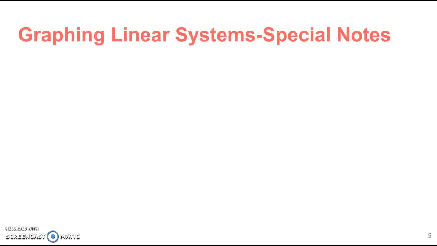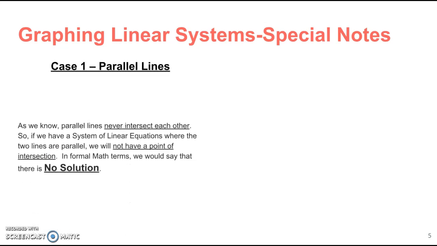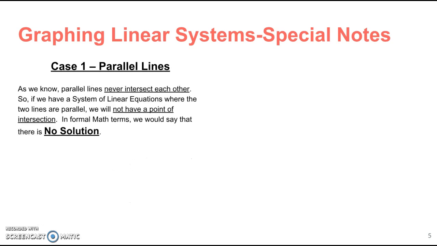There are a few special notes about graphing linear systems. Case 1 is parallel lines. As we know, parallel lines never intersect each other. So if we have a system of linear equations where two lines are parallel, we will not have a point of intersection. And in formal math terms, we would say there is no solution.